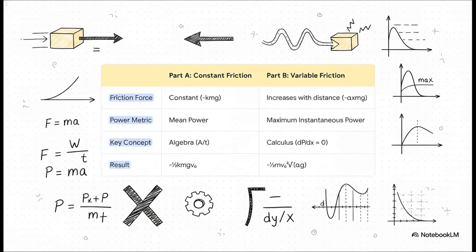For part A, the force was constant, so we could get by with just basic algebra to find the mean power. But in part B, that variable force threw a wrench in things and forced us to pull out the heavy machinery of calculus to find the maximum instantaneous power. The physics of the problem tells you which mathematical tools you need to use.